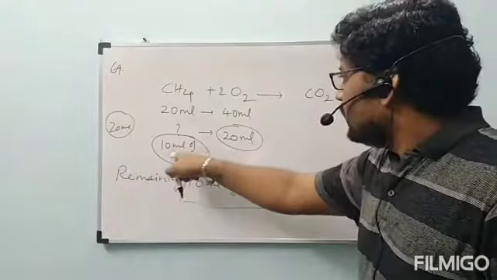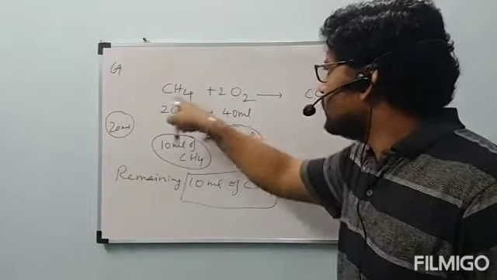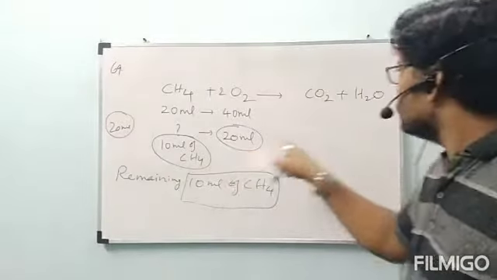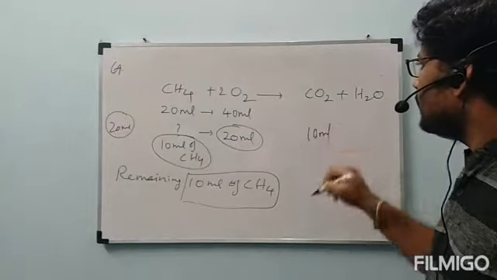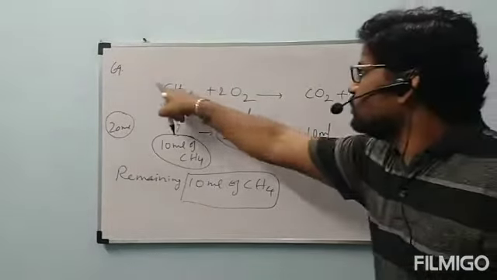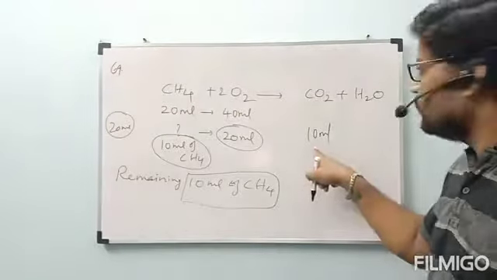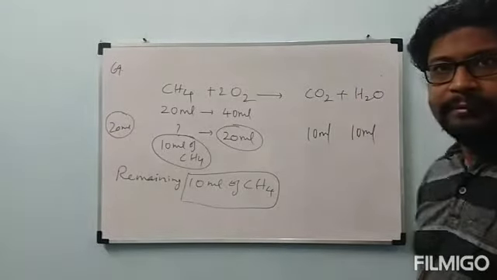Next, 10 ml will react with 20 ml. See the ratio 1:2, so 10, 20, double ratio here. So we will get, in terms of ml only, 10 ml of CO2, because ratio 1 means we keep 10 ml. Here what is the mole? 1. Here also 10 ml.